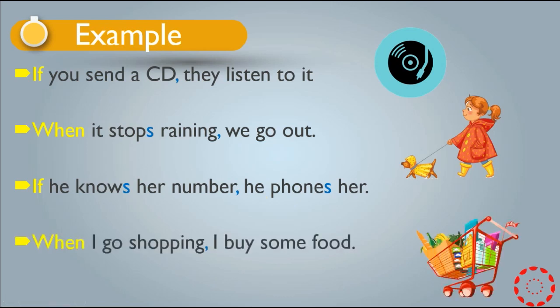When I go shopping, I buy some food. Also I can say, if I go shopping, I buy some food. Why? Again here, if you look at both verbs, go and buy, there isn't any s. Why? Because in both clauses the subject is I, so there is no need to write an s on the verb, because with I, we, you, they, the verb should be base.